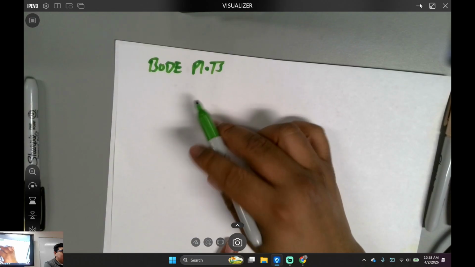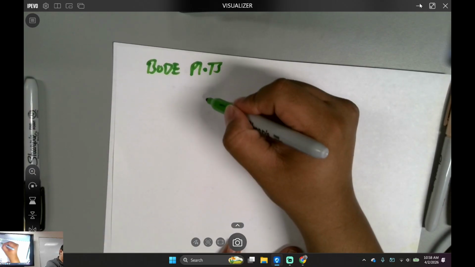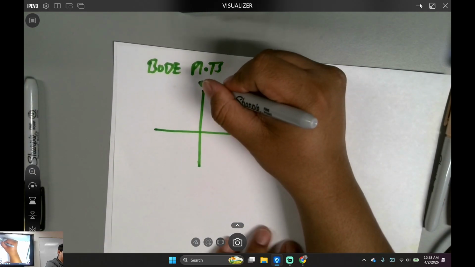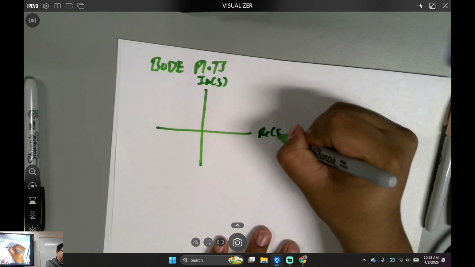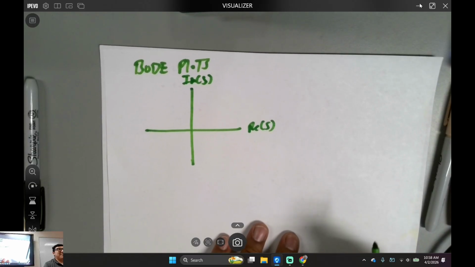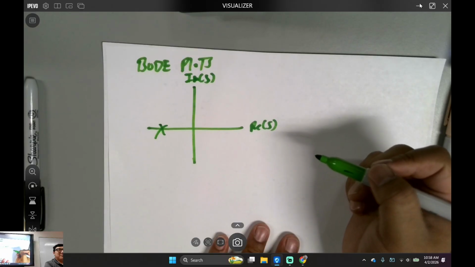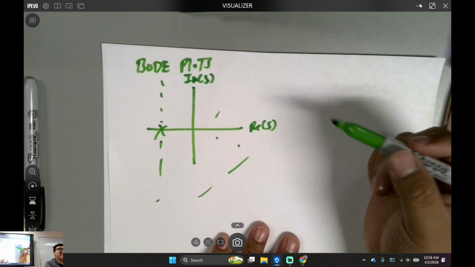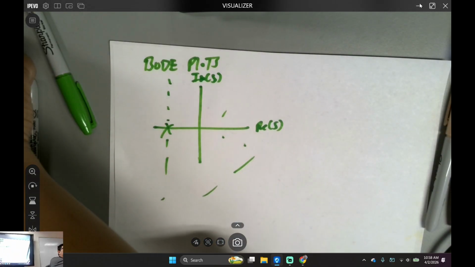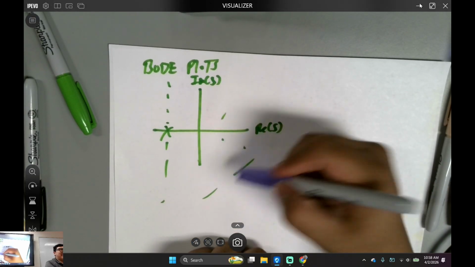Before I show you Bode plots, I need to show you signals and systems. Remember this imaginary s, real s? If I have a pole right here, what's the region of convergence? Right there, easy stuff. It's a right-sided function, and it's stable, because it includes the imaginary axis.